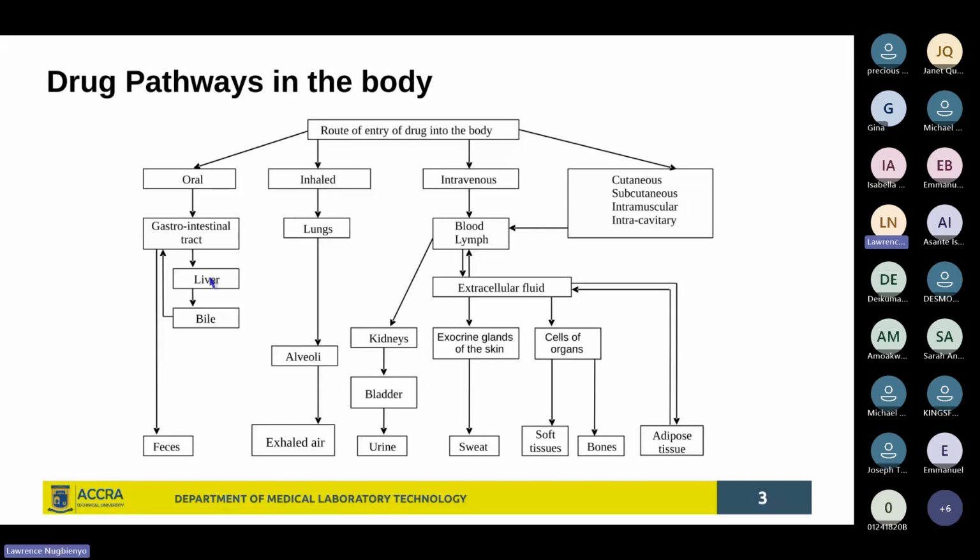And then you have the metabolites and even some part of the untransformed drug getting excreted into bile, which is stored in the gallbladder, which then can get excreted back into the gastrointestinal tract in the duodenum and then be excreted through fecal matter or stool.